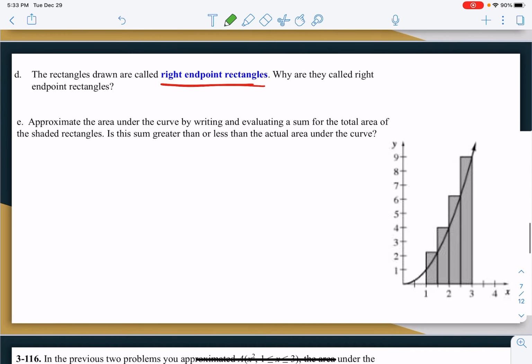So now if I'm going to approximate the area using right endpoint rectangles, I have to find the area of each rectangle and add those 4 areas together.